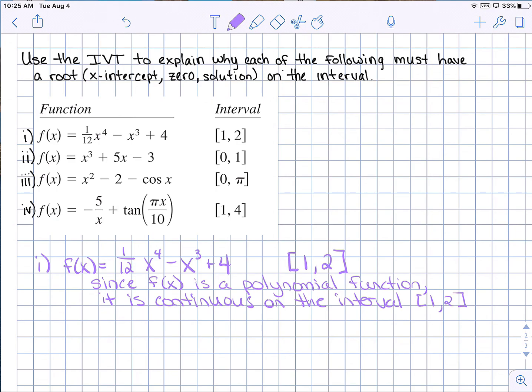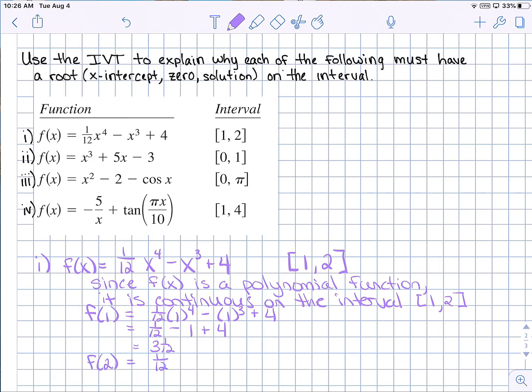So let's try f of 1. F of 1 is 1/12 times 1 to the 4th minus 1 cubed plus 4. So 1/12 times 1 to the 4th is 1/12, minus 1 cubed, which is minus 1, plus 4. So let's do some of this math. 4 plus 1/12 is 4 and 1/12. Minus 1 is 3 and 1/12. Okay, so far so good. That doesn't help me yet. Let's try f of 2.